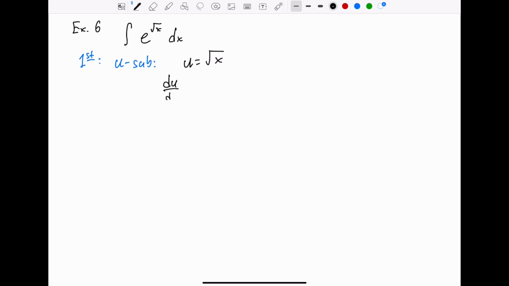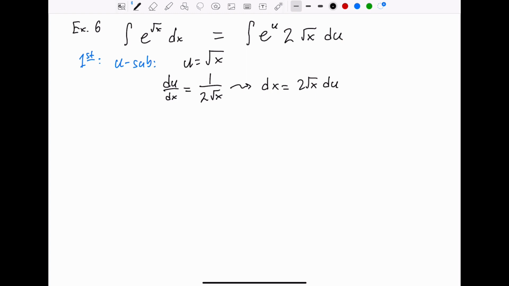The derivative of the square root of x is 1/2 times x to the negative 1/2. I'm going to write it as 1 over 2 square root of x. That's the derivative of the square root. And now solve for dx. If we cross multiply, we obtain dx equals 2 square root of x du. Now we can substitute into our expression. We have the integral of e to the u. Dx becomes 2 square root of x du.